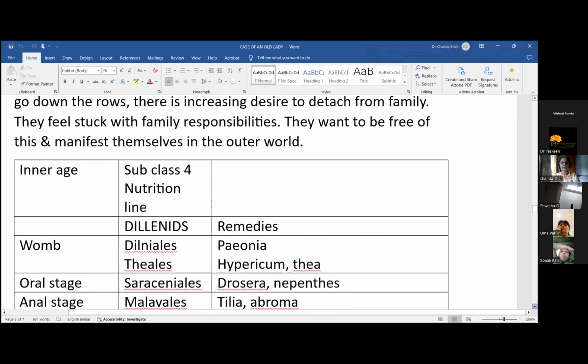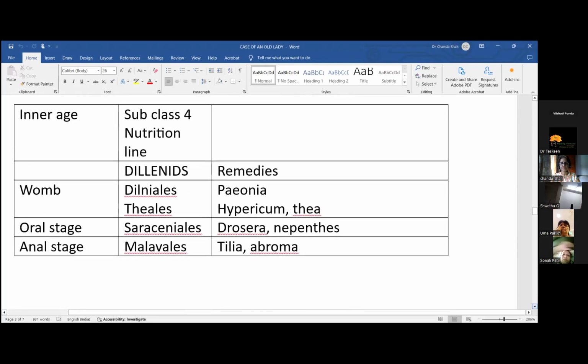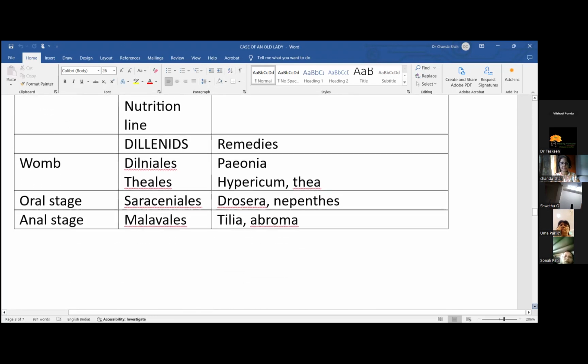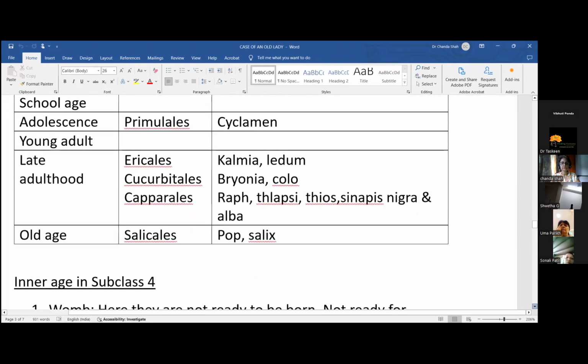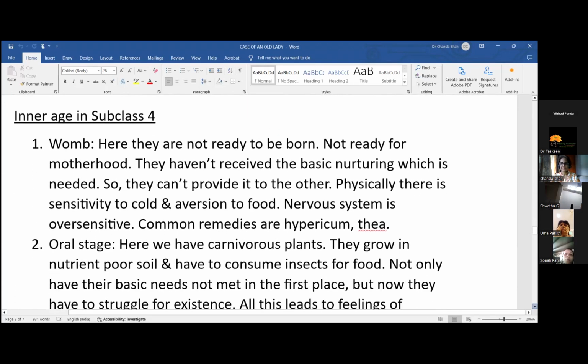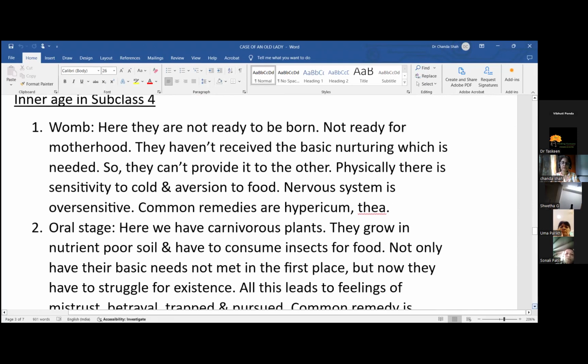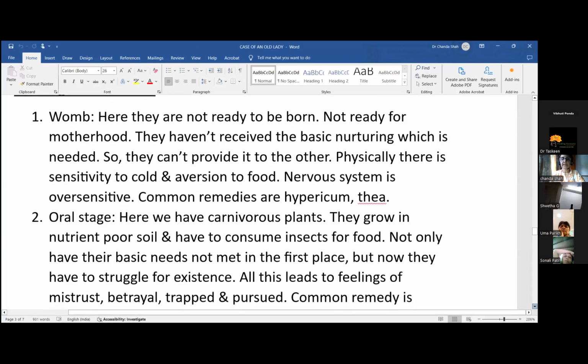So these are the remedies of this subclass. So what is the inner age in this subclass? I'll just tell you a little bit. Womb stage is here. They're not ready to be born. They're not ready for motherhood because they haven't got that basic love and care from the mother. So they can't give it to the other. Okay. So there is sensitivity to cold and aversion to food, and the nervous system is oversensitive. So common remedies here are hypericum and thia.